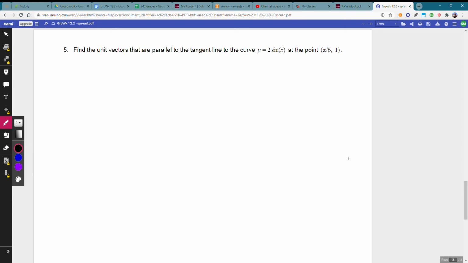So the idea here is we have our curve 2 sine x. It's going to look relatively like a sine, just a stretched sine graph. And pi over 6, 1 is going to give us a point. This is pi over 2. So pi over 6, it's going to be like here.